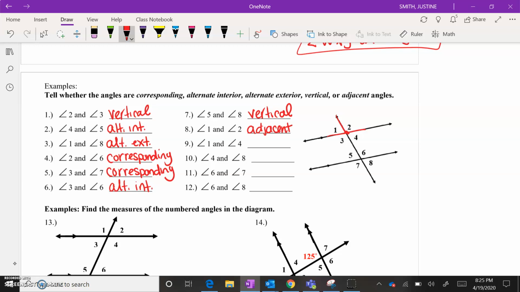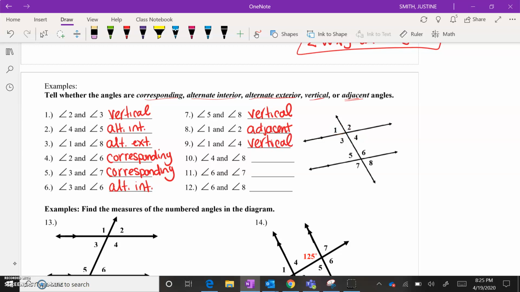Sometimes people will say, okay, those are supplementary, which they are because they form 180 degrees. But again, look at how they're asking you to classify it. They're not asking you to classify that as supplementary right now. Okay, angle 1 and angle 4 would be another example of vertical angles because they're opposite of each other.